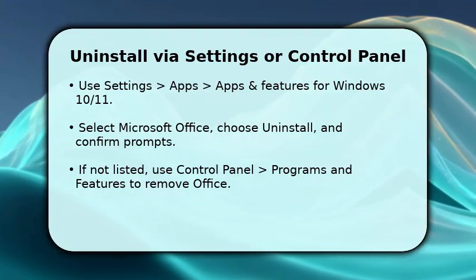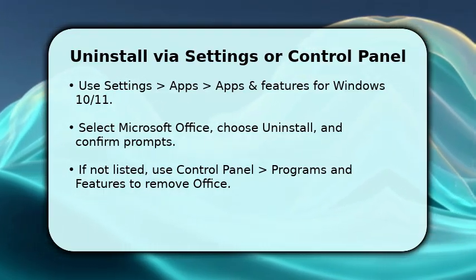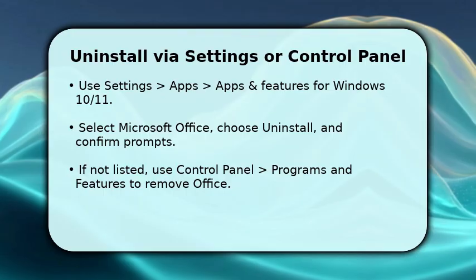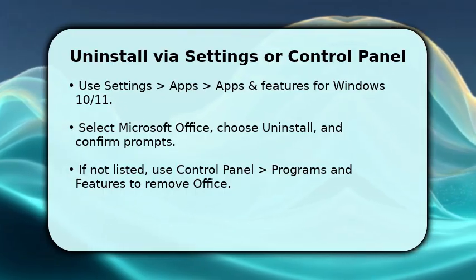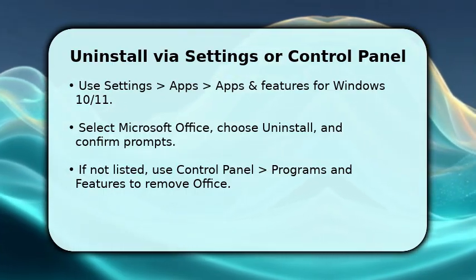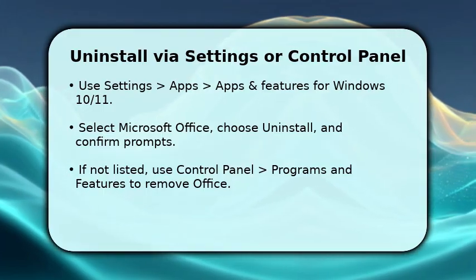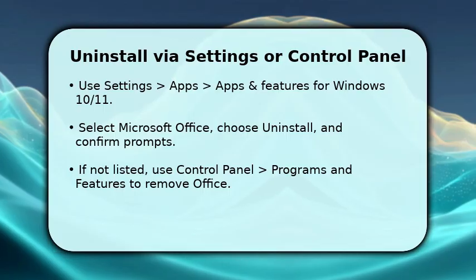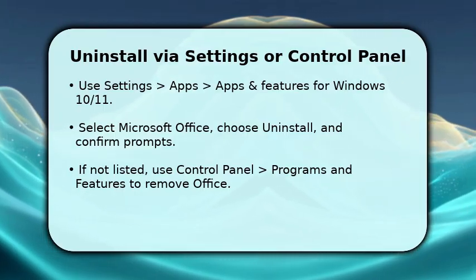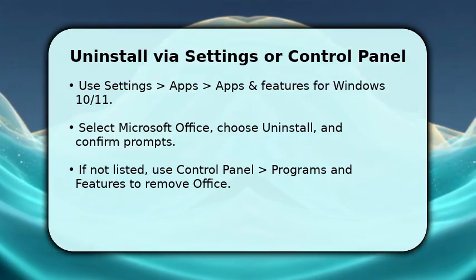If you prefer, or if Settings doesn't show it, open Control Panel, choose Programs and Features, right-click Microsoft Office and uninstall there. Make sure to let the process finish. Interrupting can leave leftover files. Once done, restart the PC so pending file operations complete before cleanup.